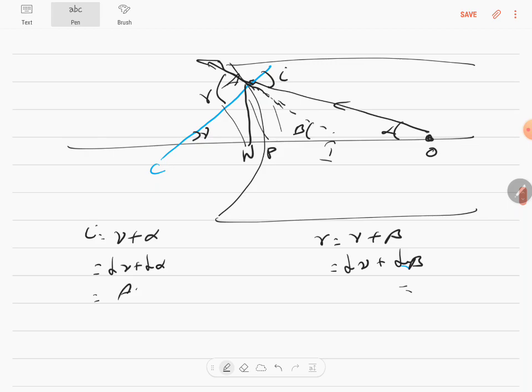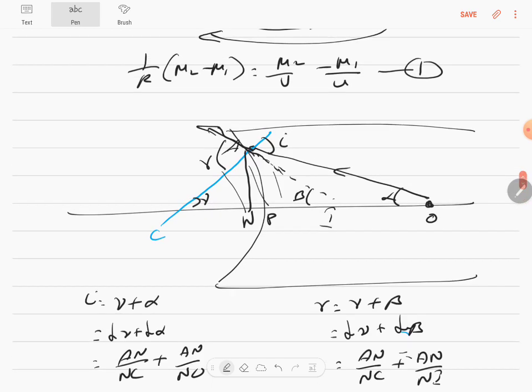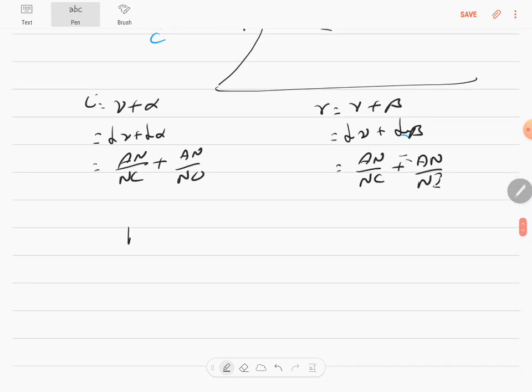Tan gamma is AN by NC plus tan alpha is AN by NO is equal to, here what is tan gamma? Tan gamma is AN by NC plus tan beta is AN by NI. Here light ray is entering from denser to rarer. So it's mu 1 by mu 2, not mu 2 by mu 1. Mu 1 by mu 2 is equal to I by R. So mu 1 into R is equal to mu 2 into I.